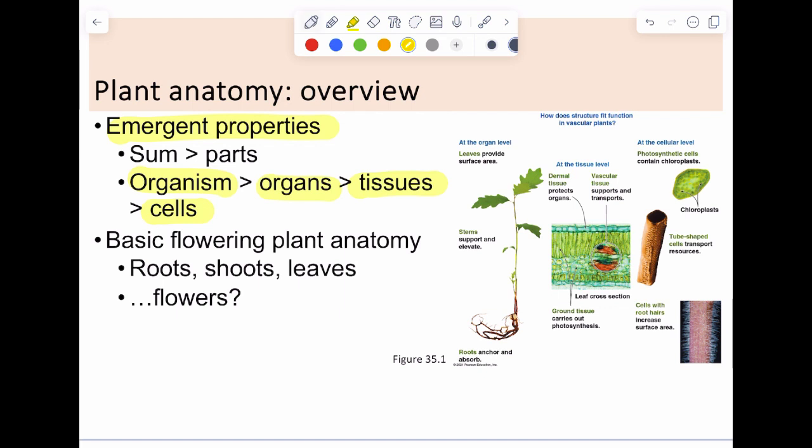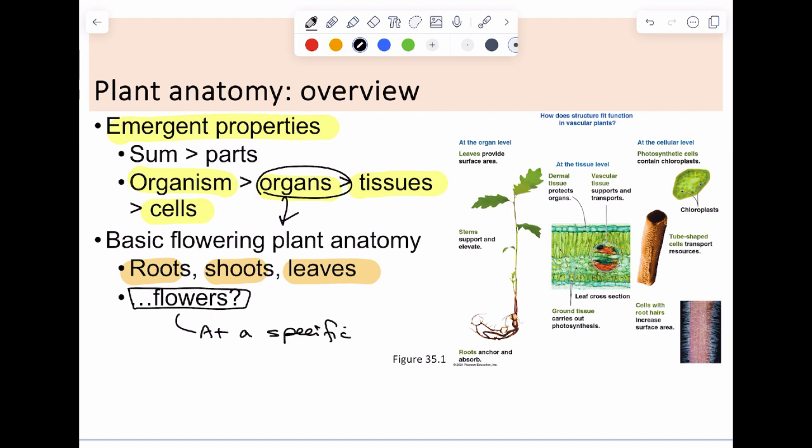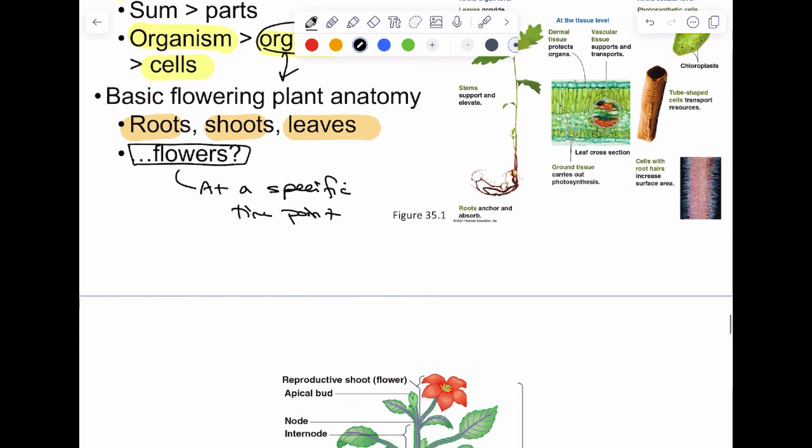Basic plant organs are going to be the roots, the shoots, and the leaves. All plants, if it's vascular: roots, shoots, leaves. At some point in those angiosperm plants' life cycle, we will add flowers. But this is at a specific time point. They are a bonus feature. They are not the main event.